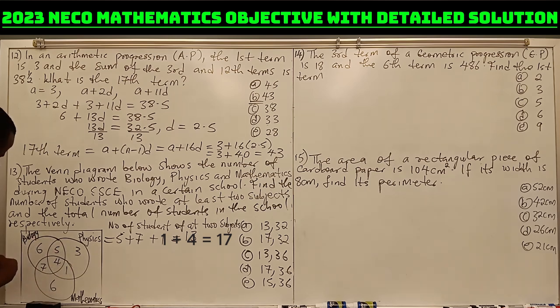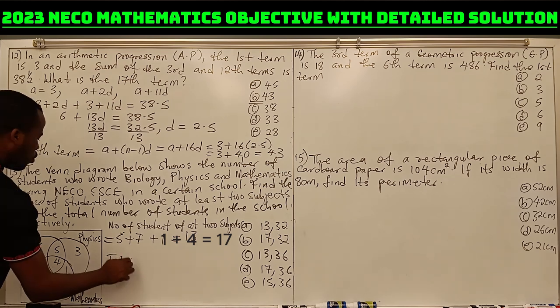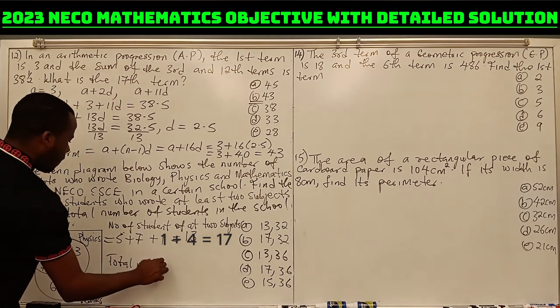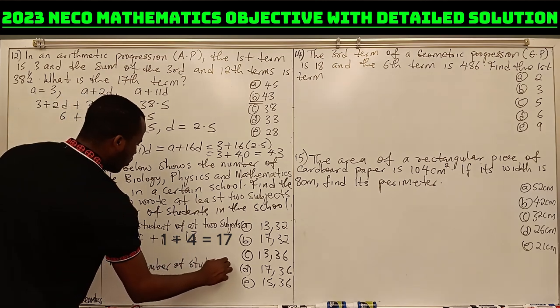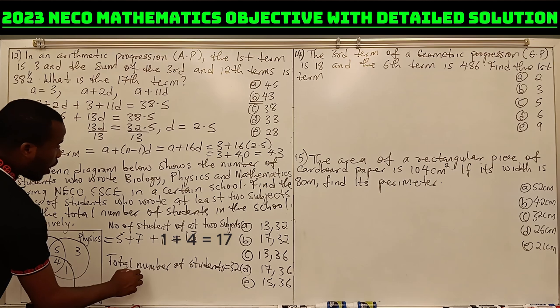6 plus 5 is 11. 11 plus 3 is 14. 14 plus 7 is 21. 21 plus 1 is 22. 22 plus 10 is 32. Total number of students is 32.